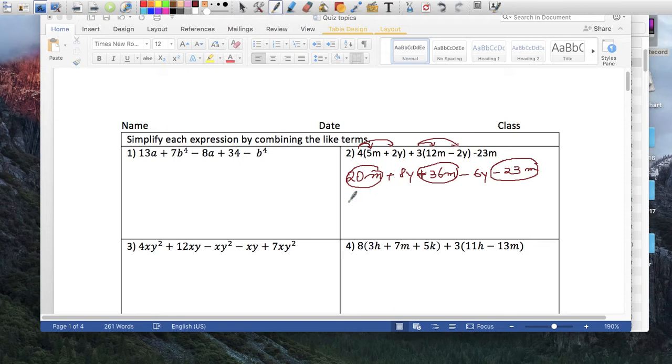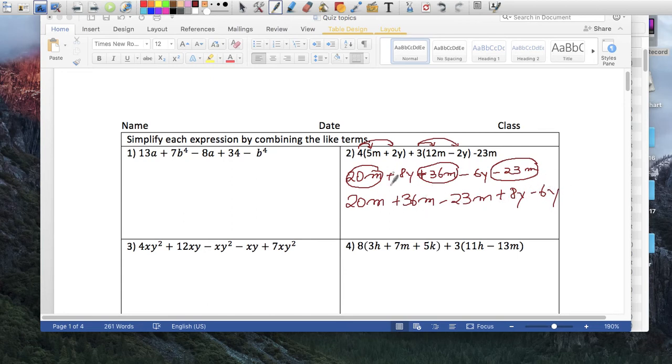So let's move things around. 20m, I'll move that plus 36m right next to it. I'll move that minus 23m, that's all the way at the end, next to this 36m. And I'm going to move the plus 8y to the end. And the minus 6y is going to go to the end as well. So you'll notice that all the m's are next to each other. All the like terms with m's are next to each other, and all the y's are next to each other.